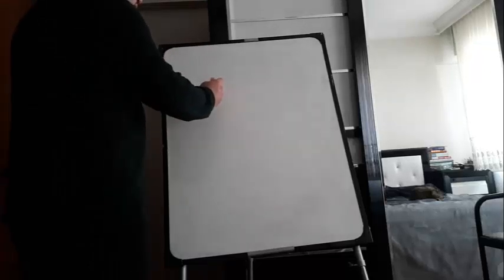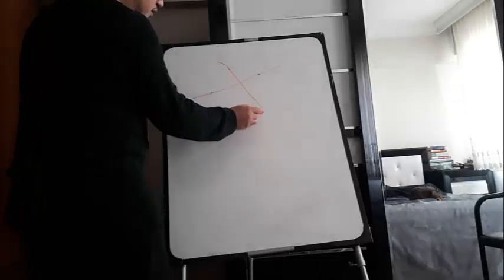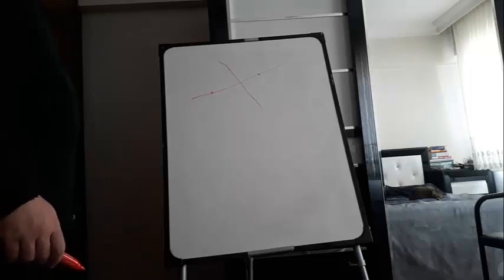Hello friends. Today we're going to take a look at the equation of a line. What is a line? If we are given 2 points in space, it represents a line. For example, 2 points mean a line in space.